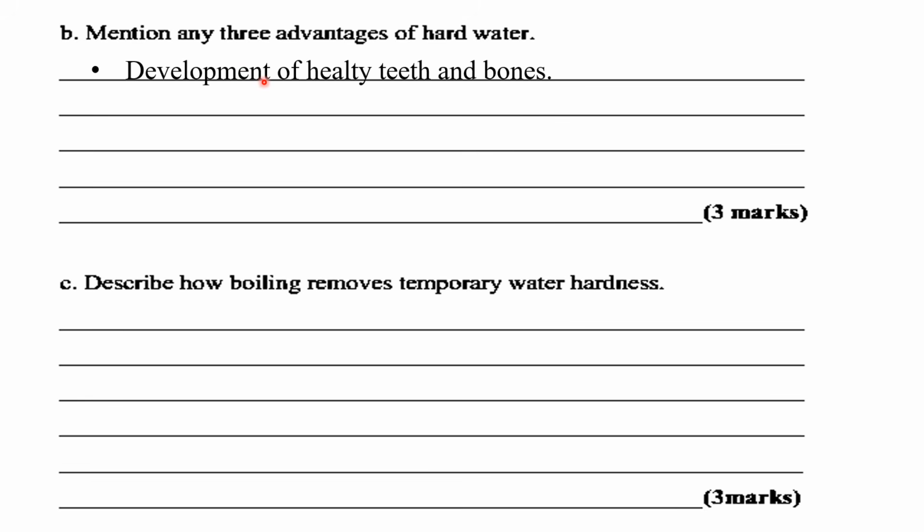Hard water helps in the development of healthy teeth and bones in people. When you drink such water, your teeth and bones become strong because of the calcium part. Hard water helps in the formation of shells in animals such as the crabs, tortoises, snails. They have shells, so the shells become strong due to calcium found in water.